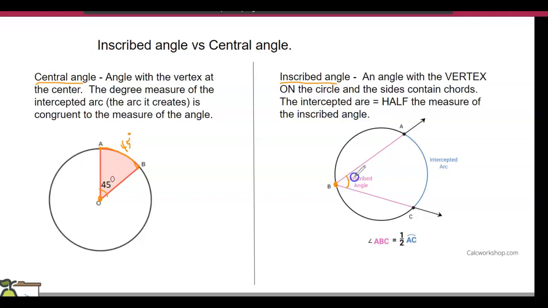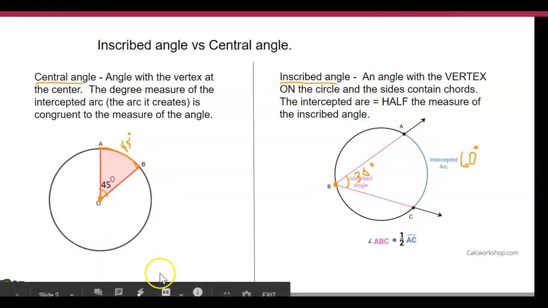So let's say that this angle was 30 degrees. The intercepted arc is not the same. It is double. So this intercepted arc would be 30 times 2, which is 60 degrees. The degree measure would be 60 degrees. So see how the angle is half of the intercepted arc. So we're going to practice that. Go ahead and write that down in your notes.